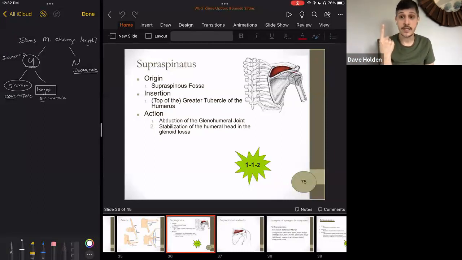Abduction, you absolutely need to know. Stabilization of the humeral head is not an action that I'm going to sweat. Capiche? Every muscle stabilizes its joint. That's what they do. So that's not a proper action, right? My other nitpick is stabilization is not an action that we've talked about. We've talked about flexion and abduction and medial rotation. None of those said stabilize. So that's not an action.